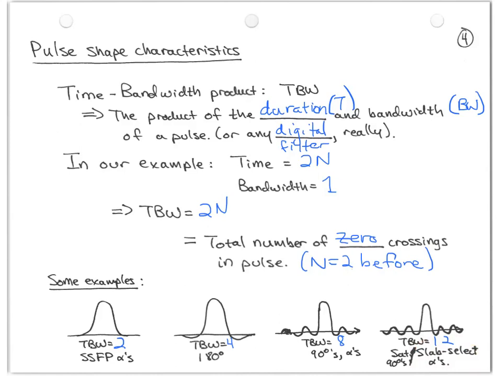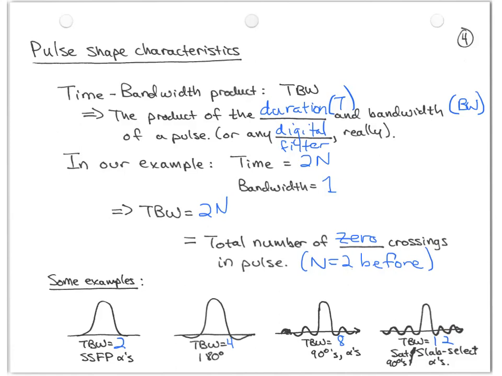Okay, and so the thing to note here again is, as I said, that the time bandwidth is equal to the total number of 0 crossings in the pulse. So you can see that there are 2 0 crossings in the time bandwidth 2 pulse, 1, 2, 3, 4 in the time bandwidth 4, 1, 2, 3, 4, 5, 6, 7, 8 in the time bandwidth 8, and again 12: 1, 2, 3, 4, 5, 6, 7, 8, 9, 10, 11, 12 in the time bandwidth 12. Alright, so everything checks out.